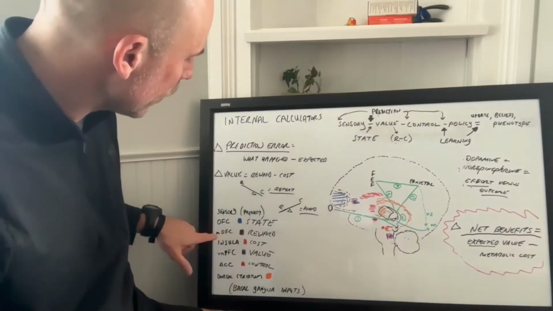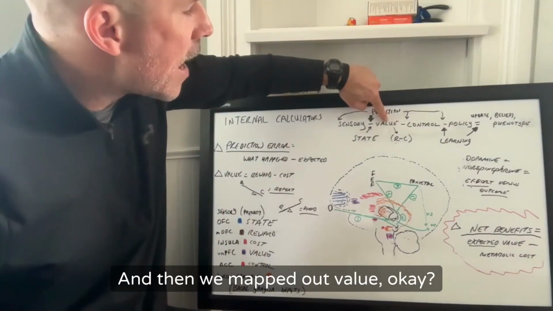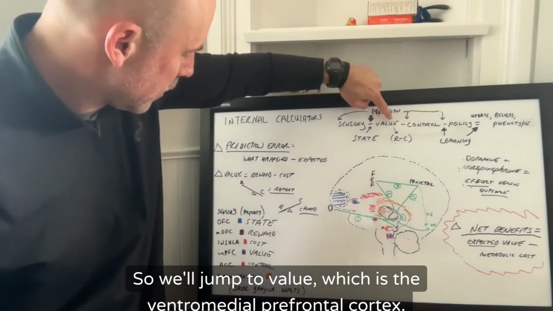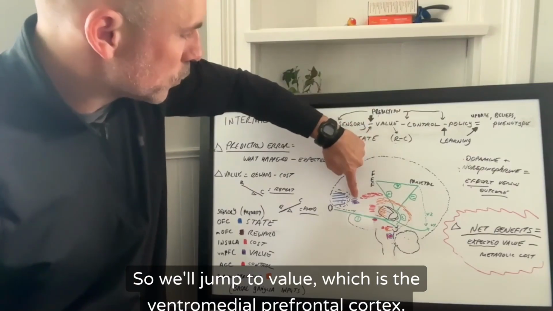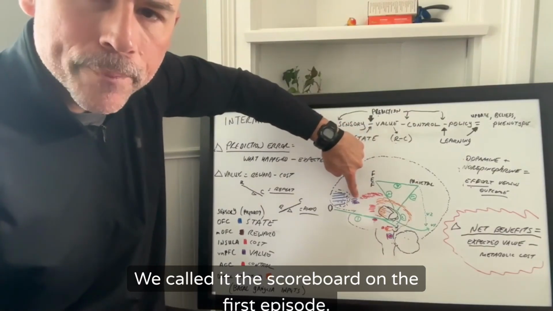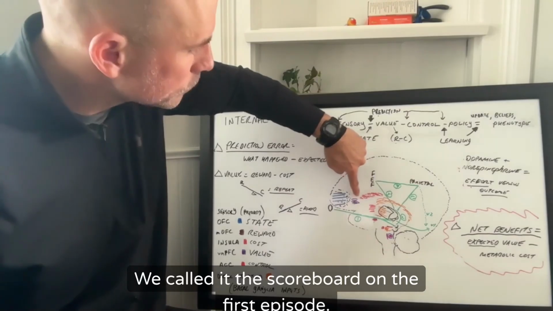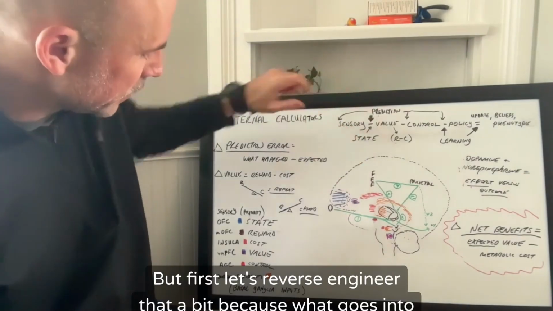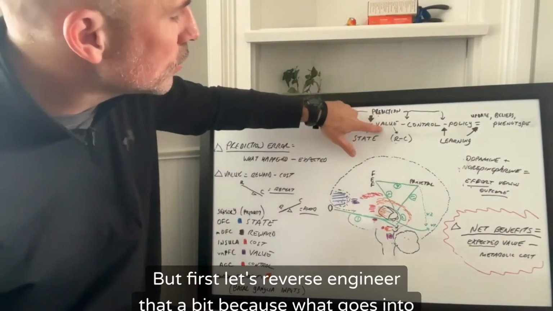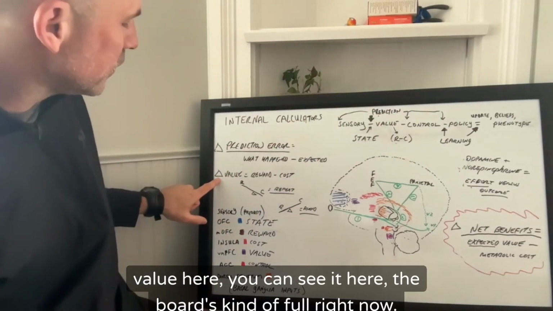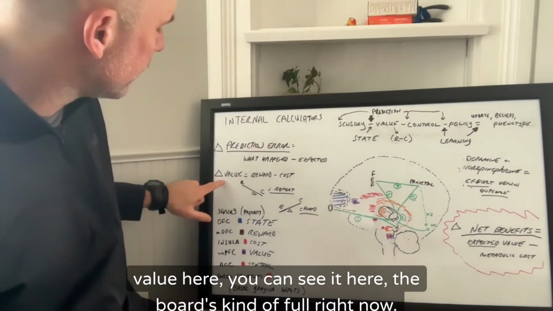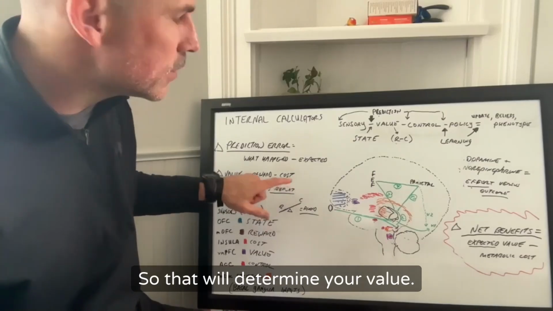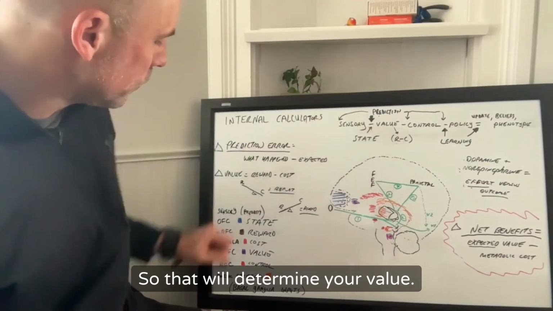Okay, and then we mapped out value. So we'll jump to value, which is the ventral medial prefrontal cortex. We called it the scoreboard on the first episode. This is a very powerful hub. But first, let's reverse engineer that a bit, because of what goes into value here, you can see it here. The board's kind of full right now. Value is the delta of reward minus cost, okay? So that will determine your value.